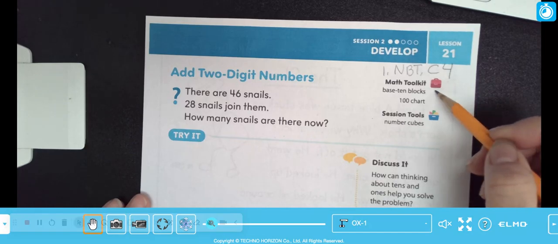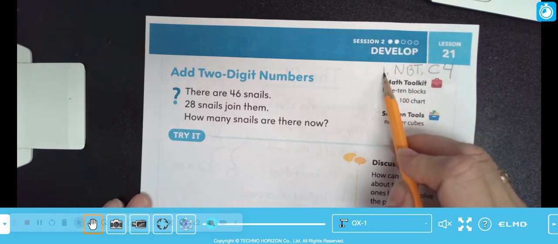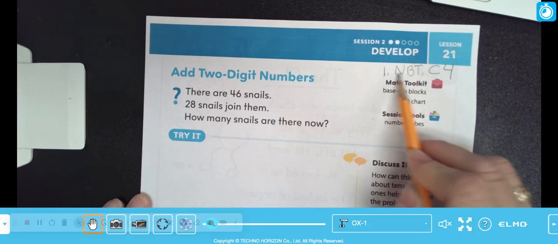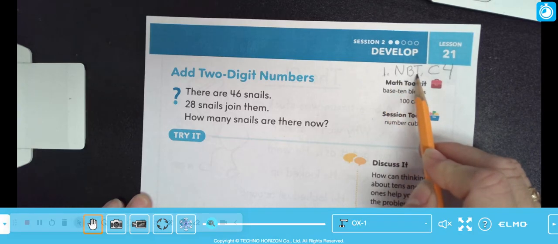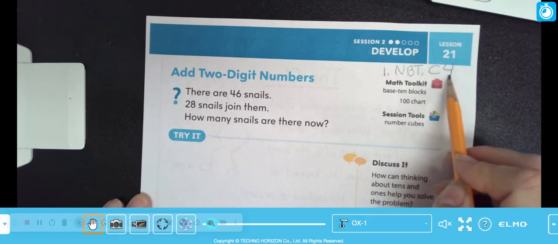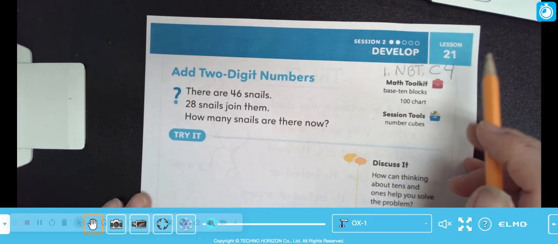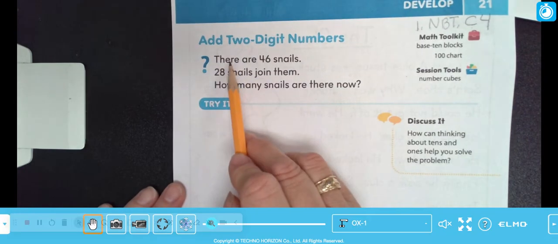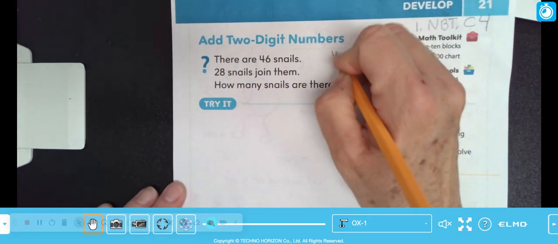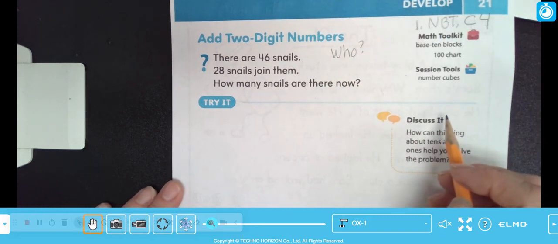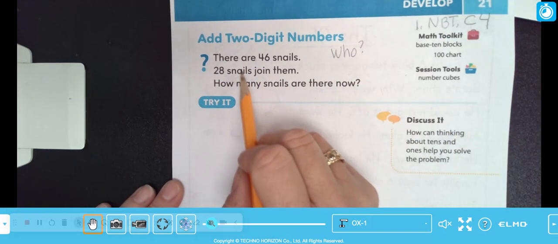Let's start. Our standard for first grade is 1.NBT, which is numbers in base 10. Part C, number 4, which is about adding two-digit numbers. All right, here we go. The first thing we're going to do is answer the question, who is the story about? That's what we're doing first. Who is the story about?